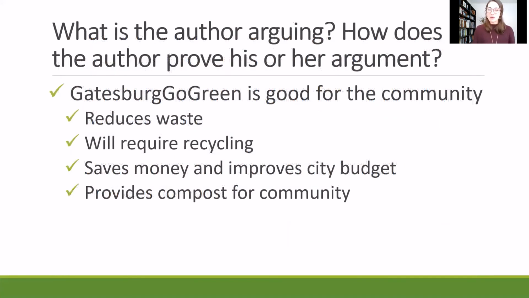All right, so when we get back into this, we see what is the author arguing and how does the author prove his or her point in this argument. So this particular article, we see it's about how GatesburgGoGreen, this plan, is good for the community. And how do we know that that's what they're arguing? How do they prove that?